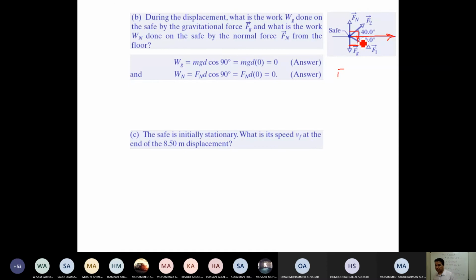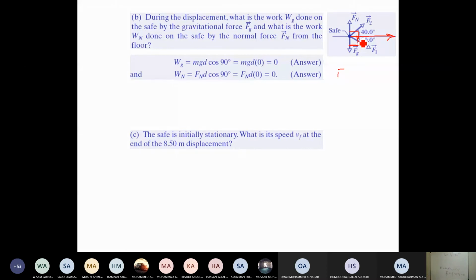The safe is initially stationary. What is its final speed at the end of the 8.5 meter displacement? So which theorem should we use here? What was the name of that theorem? The work kinetic energy theorem we should use here. And we know that the work is equal to kinetic energy final minus kinetic energy initial. So if the safe was initially stationary, the initial kinetic energy, half m v naught square, is 0.